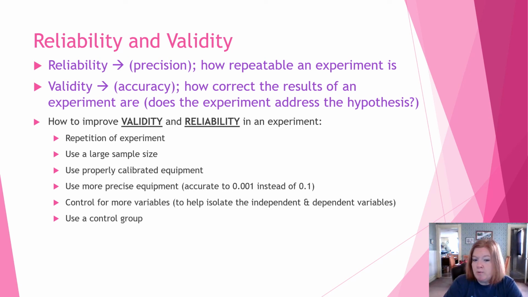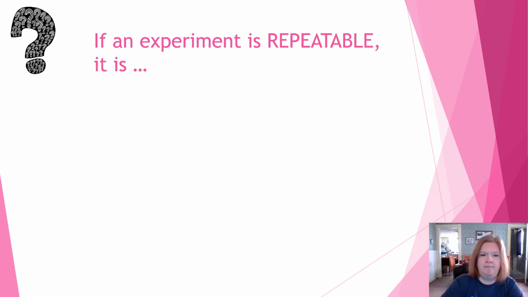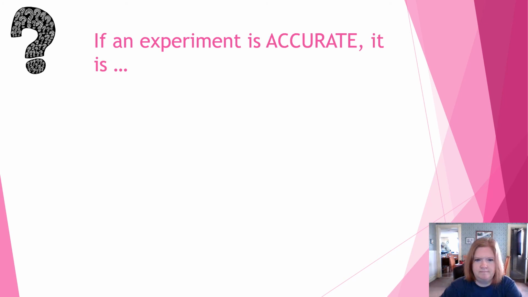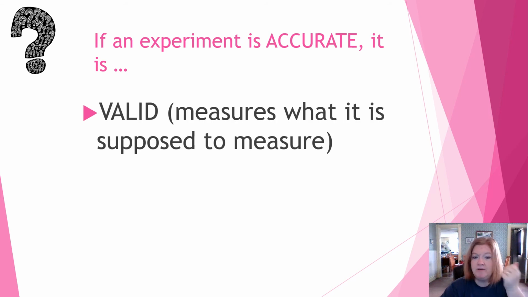And we control for more variables to help isolate the ones we're studying, the independent and dependent. So control for as many things as you possibly can. Also, using a control group will help. So if an experiment is repeatable, it's reliable or precise. Okay, if an experiment is accurate, it's valid. Okay, it actually measures what it's supposed to measure, and you get close to the actual value.